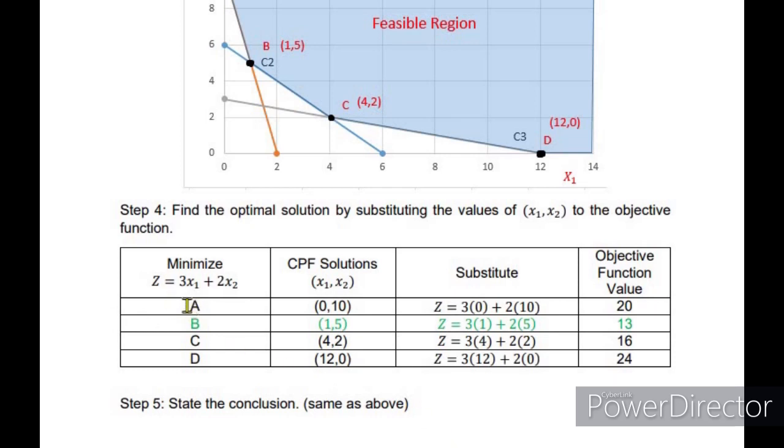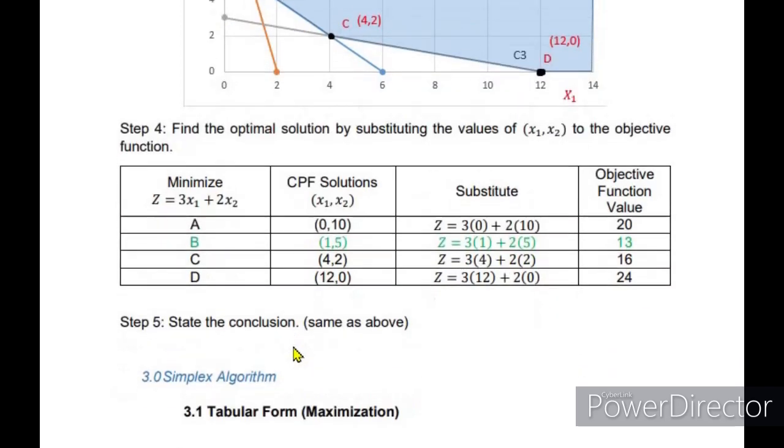Okay, for letter A, you substitute the solutions to the objective function. You get 20. For B, you get 13. For C, you get 16. For D, you get 24. So since we are minimizing here, we will choose the lowest value, which is 13. Okay? Lowest positive value. So that is our optimal Z. So the conclusion is the same with the above conclusion for the algebraic method.